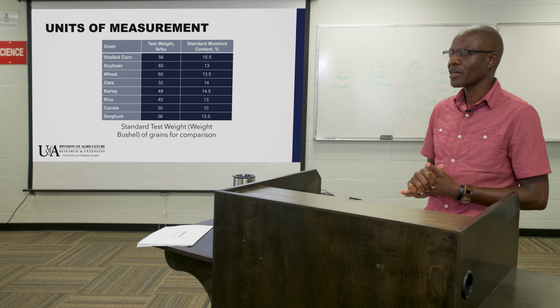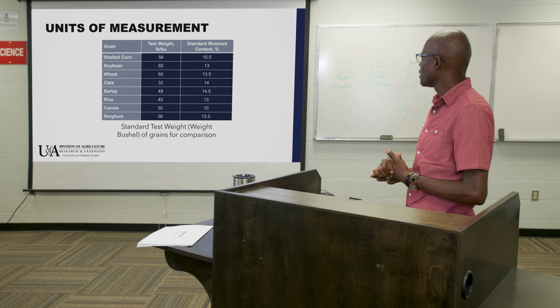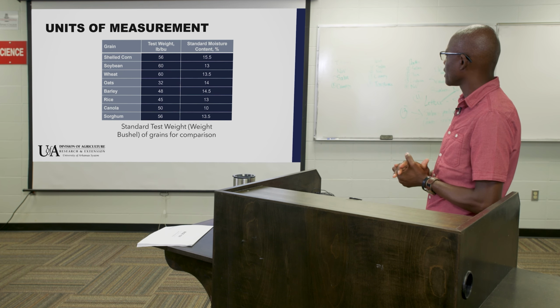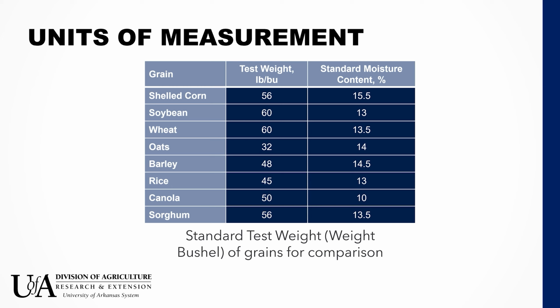Now, different grains have different test weights. As you can see, rice compares with other grains differently. For corn, the test weight is 56 pounds per bushel at a standard moisture content of 15.5%, while for rice, it is about 45 pounds per bushel at a standard moisture content of 13%.